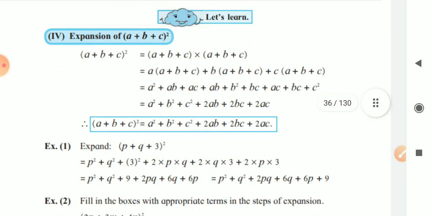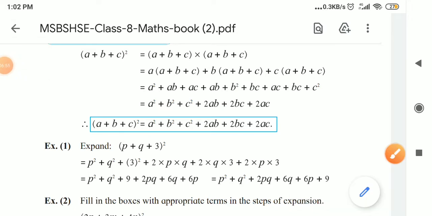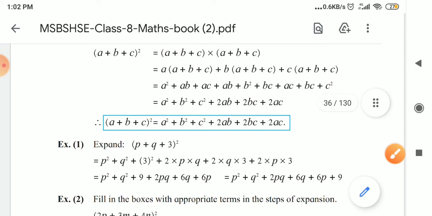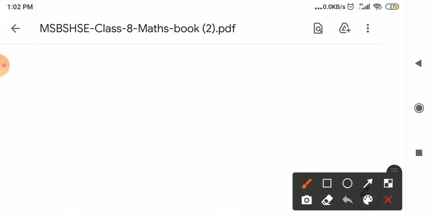This is the factorization. Just now I told you (A plus B plus C) bracket square is equal to A square plus B square plus C square plus 2AB plus 2BC and plus 2AC. Now we have to use this formula to expand (P plus Q plus 3) bracket square. So question is that (P plus Q plus 3) bracket square. According to the formula, what we have to do? We have to do the factorization.